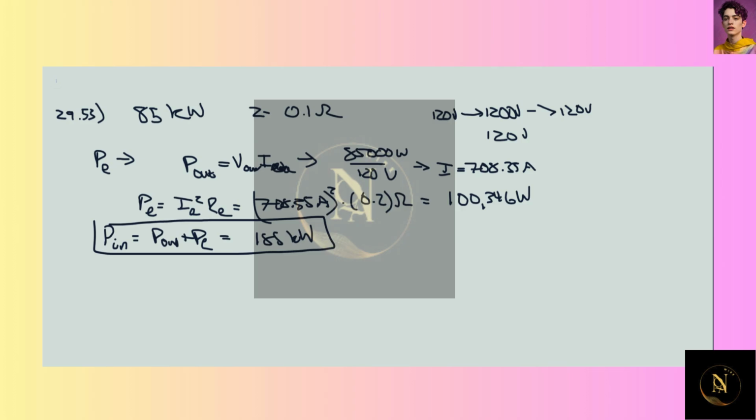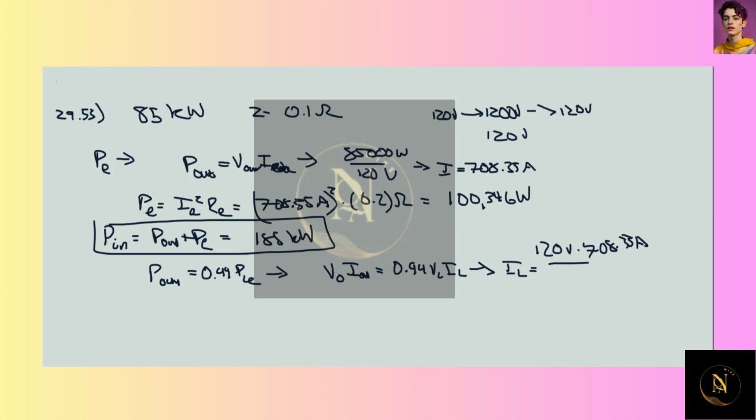If we do it the other way, then we see that the P out is 0.99 times P of the line in, and then we have the V out times the I out is given as 0.99 times the V line times I line, such that we get a current in the line of 120 times the out current over 0.99 times the line voltage. So we get a line current of 71.55 amps.